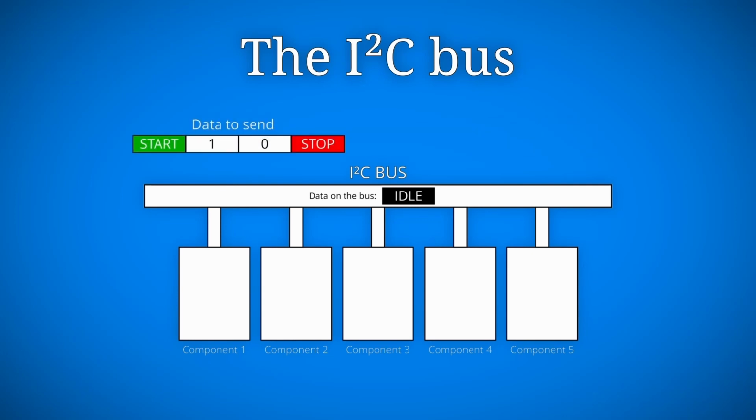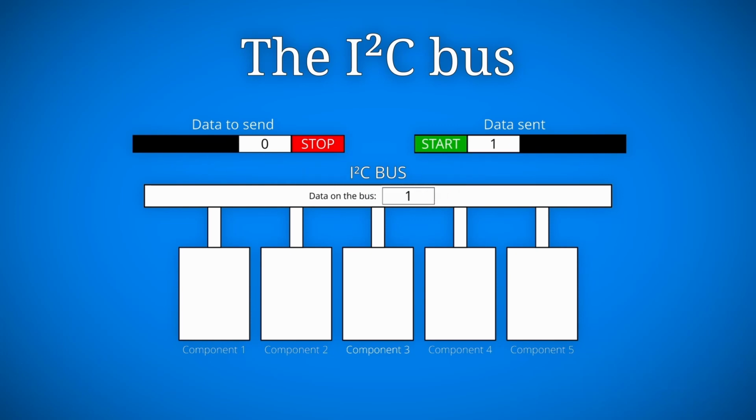To send multiple data using the I²C bus, a component must send them one after the other. In other words, transmitting them serially.